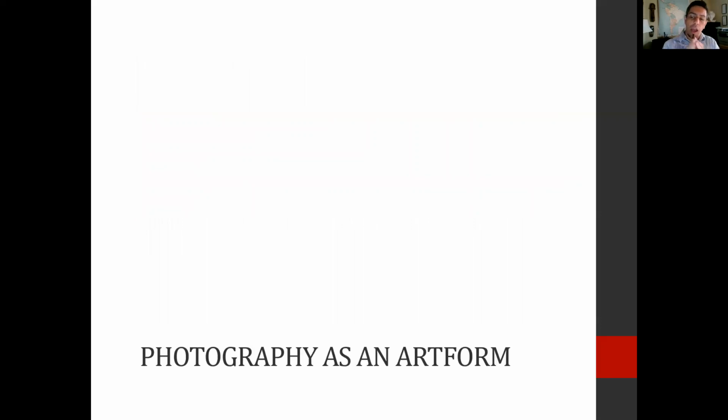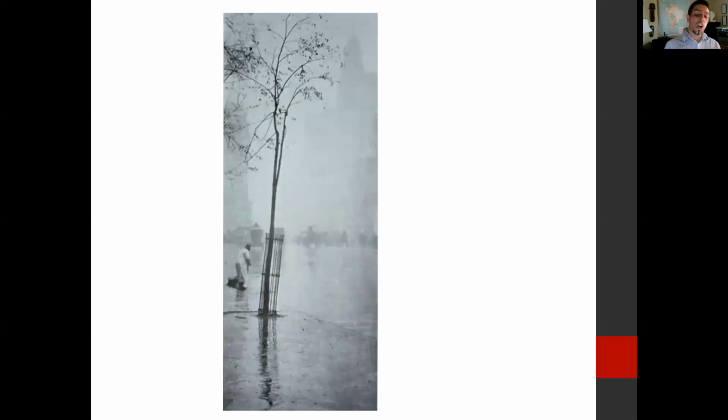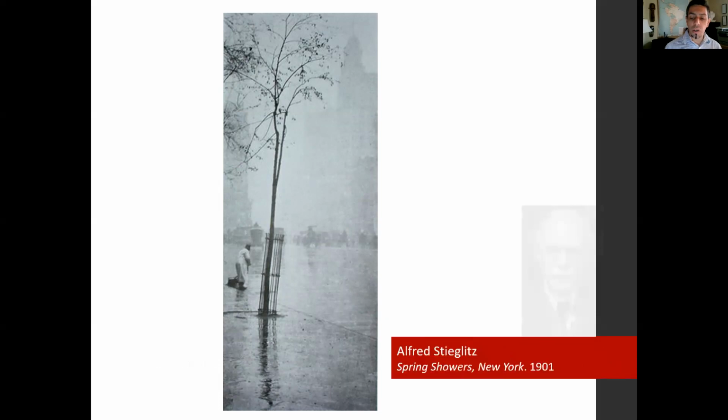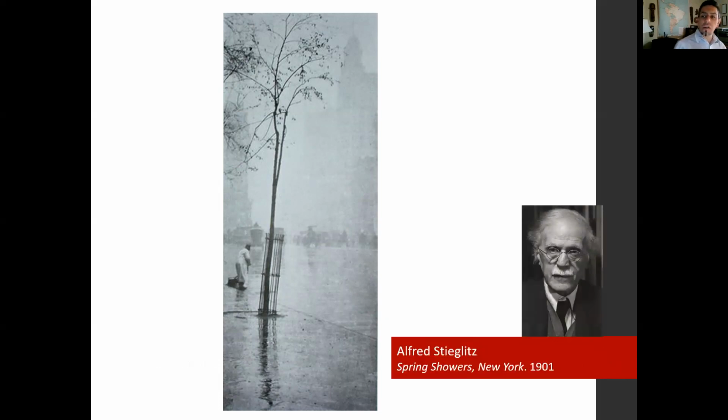So, like I said earlier, we looked at photography as basically a record-keeping process. But now let's look at it as an art form. So in the early 1900s, it wasn't until 1901 that photography was finally given the first show in New York City, where photography was seen as a form of art. And the photographer who was given this honor was Stieglitz.